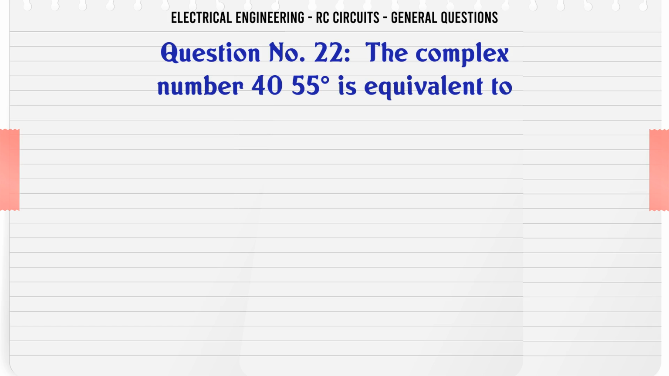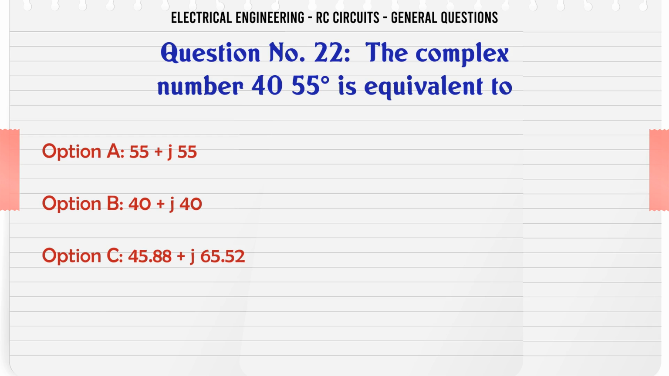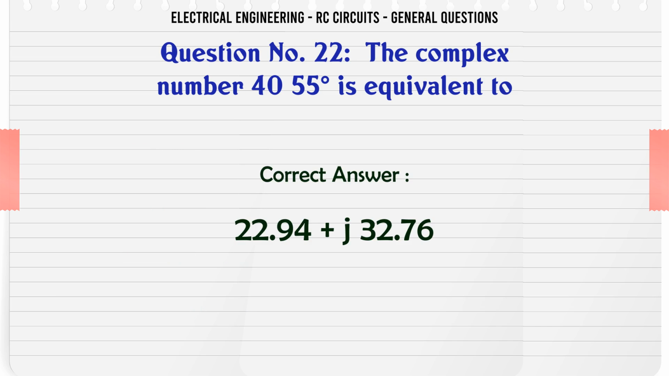The complex number 40∠55° is equivalent to: A, 55 + j55. B, 40 + j40. C, 45.88 + j65.52. D, 22.94 + j32.76. The correct answer is 22.94 + j32.76.